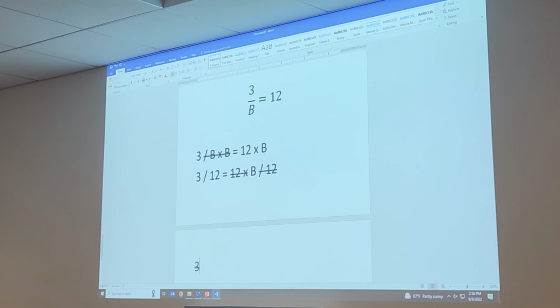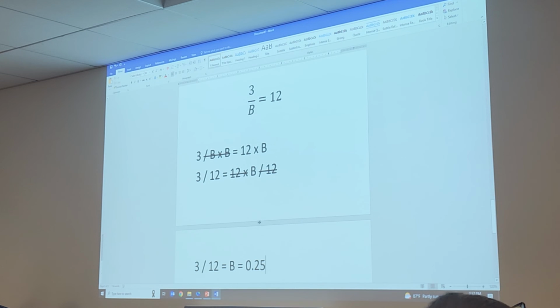And so, right, 3 over 12 equals B, and that is 0.25. Right, so that's one way you could do it if you feel comfortable with moving things around. Now, how else can we do this?